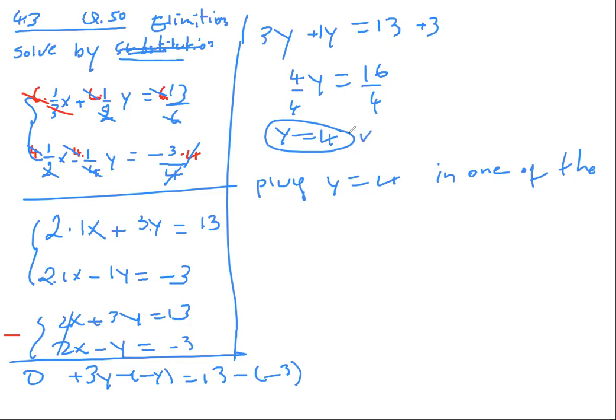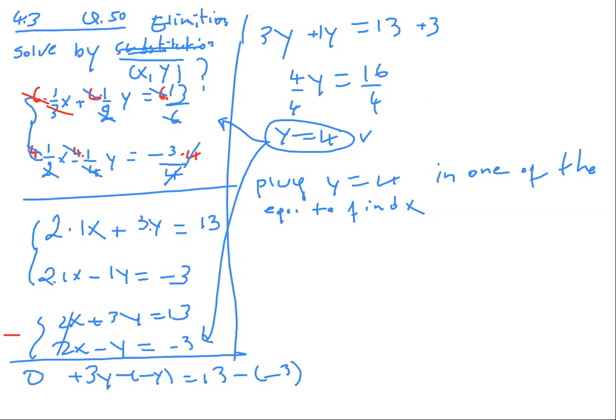Now that we have y, we can take this y and plug it into one of these equations, or even better, maybe one of these after we simplified them. Either one. So plug y equals 4 into one of the equations to find x. Because when you solve a system, the system has two variables. So to solve it, you need to find a pair like this. X and y is the solution. You have to find both.